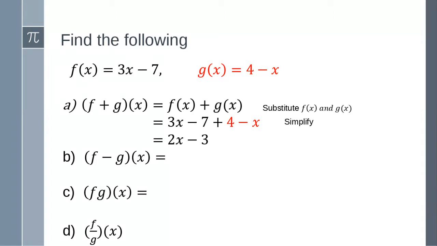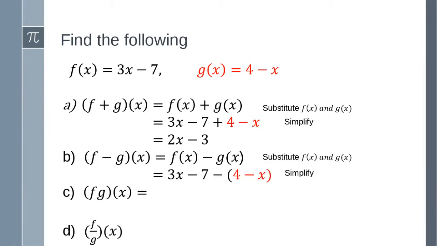Okay, so what that means is we're going to subtract function f with function g. Function f is 3x minus 7. Function g is 4 minus x. But I have to be very careful because I am subtracting, and I need to make sure that I distribute this negative. So that's why I put parentheses.